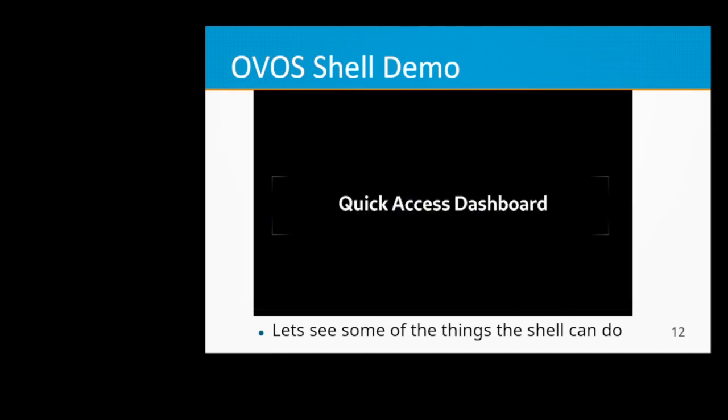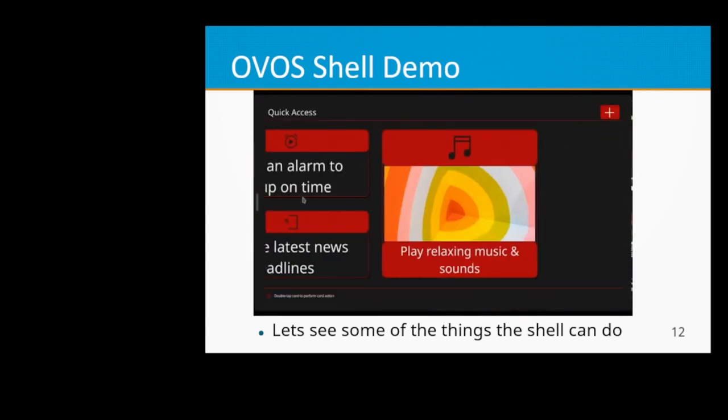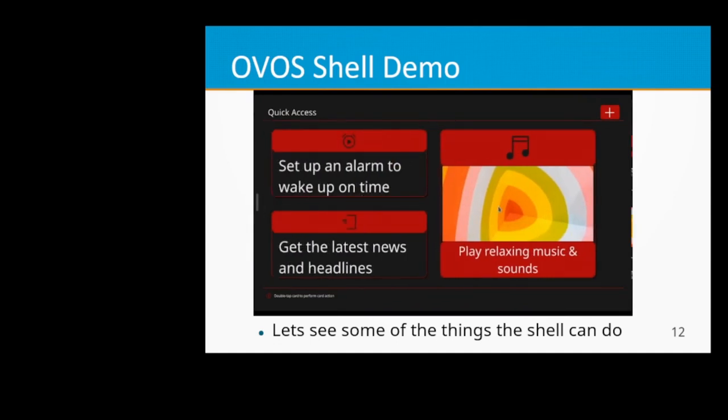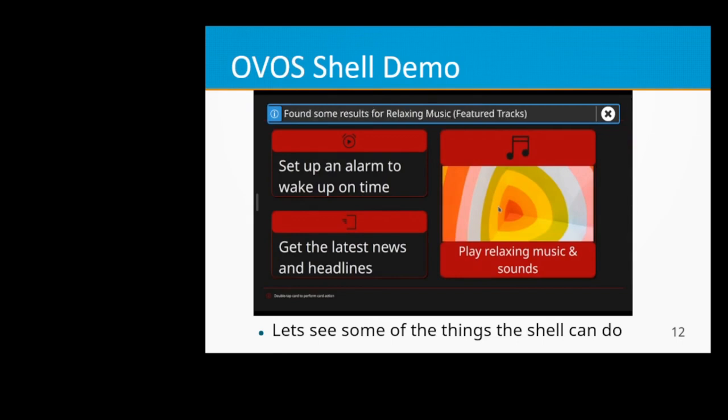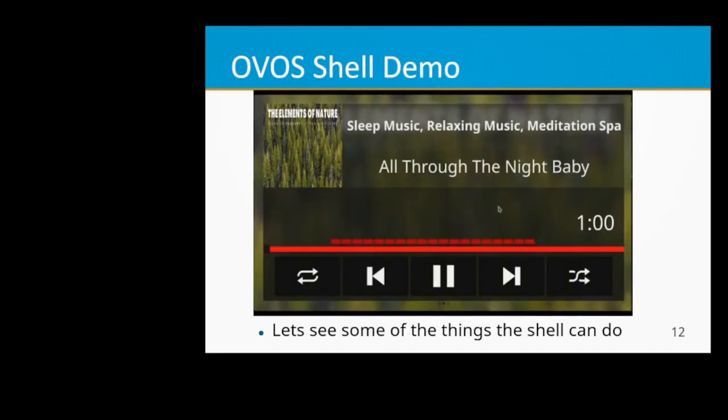OVOS shell provides another feature called Quick Access Dashboards. The Quick Access Dashboard can be activated by pressing on the right pill button on the right edge of the screen. This dashboard provides a view of cards. These cards record your daily activities. Double tapping a card will activate the activity, and more activities can be added to the dashboard.